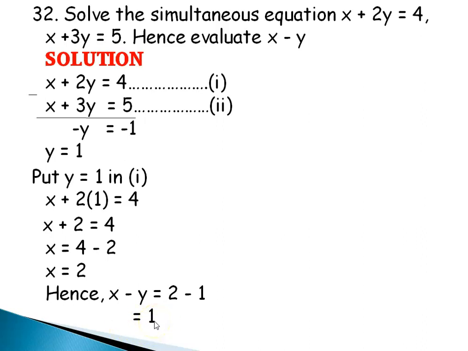Is that taken? Good. Okay, so to eliminate this negative sign, you can either divide both sides by minus 1 or multiply both sides by minus 1. It will still give you the same answer. Is that taken? Good.